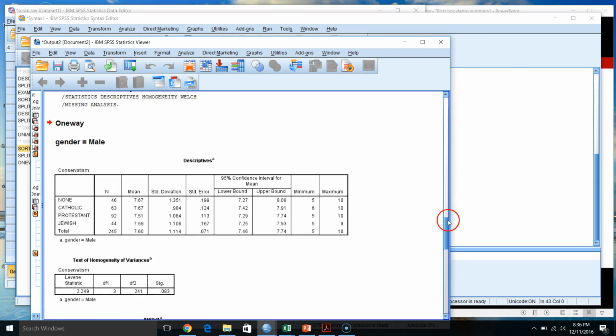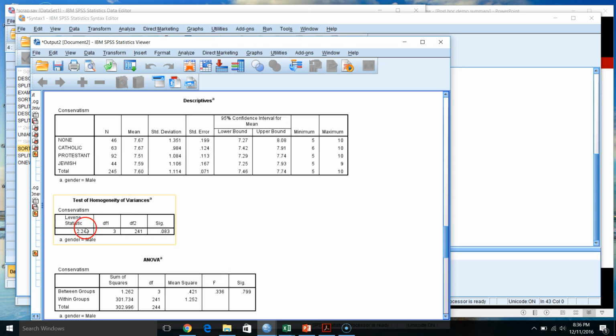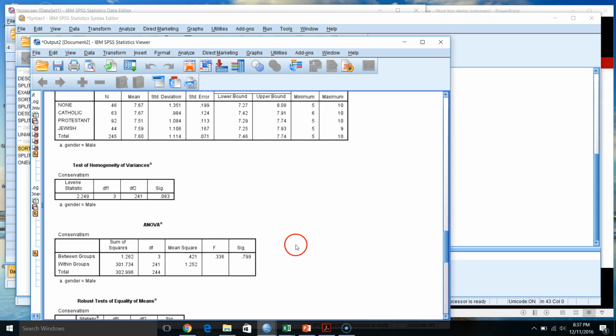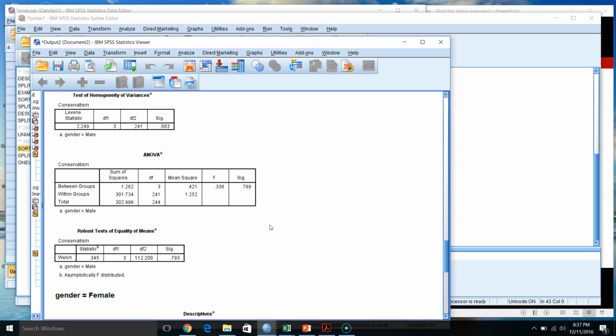Okay, so what we've got is our one-way for men. We've got our means for men, standard deviations, confidence intervals around the means, mins, max, and things along those lines. Homogeneity of variance test for our men. It looks like we haven't violated homogeneity of variance, so we're saying that the variability of conservatism across religious affiliation in our men is fairly similar. But if we go down and take a look at our one-way ANOVA, not even close. Not even in the vicinity of something we might call marginal, right?